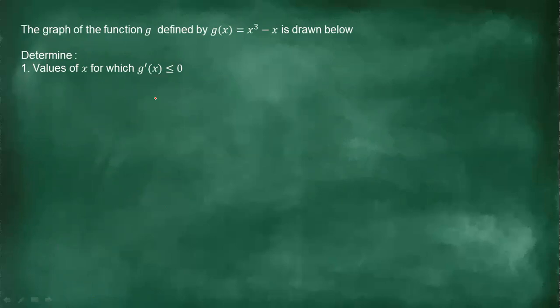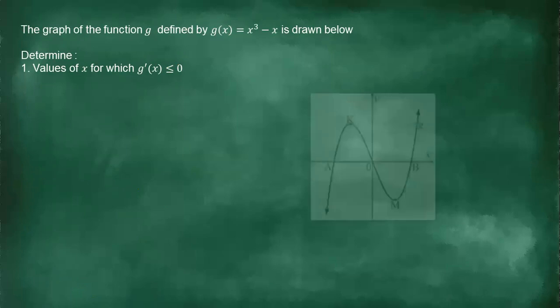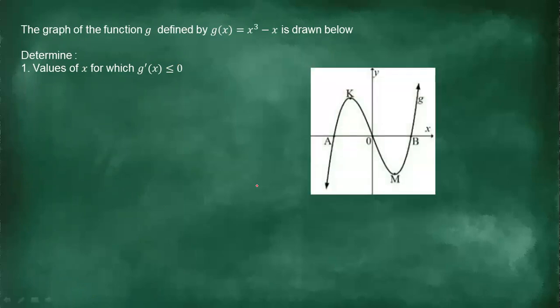Determine the values of x for which g prime of x is less than or equal to 0. Now we have to do this one, and what is the solution for that? You say x is greater than or equal to -1 over square root of 3, and x is less than or equal to 1 over square root of 3. Let me try to explain this one so that if you get a similar question during the exam, you are going to be able to solve it.